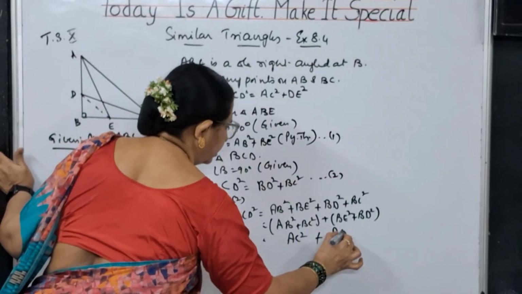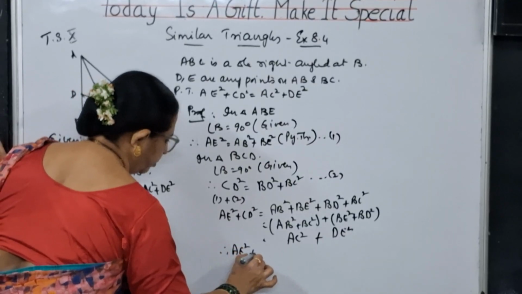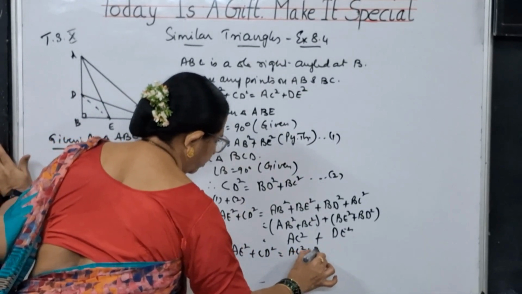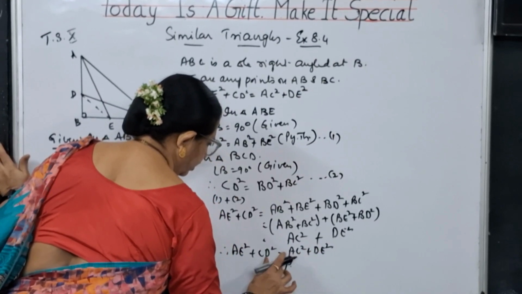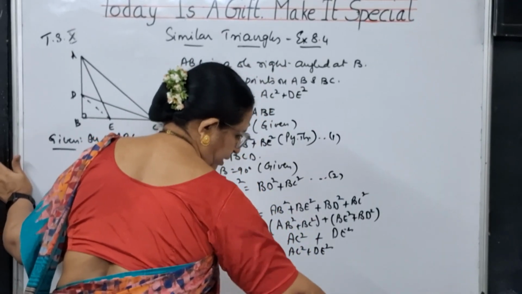Therefore, AE square plus CD square is equal to AC square plus DE square. This is the proof, children. This is second bit.